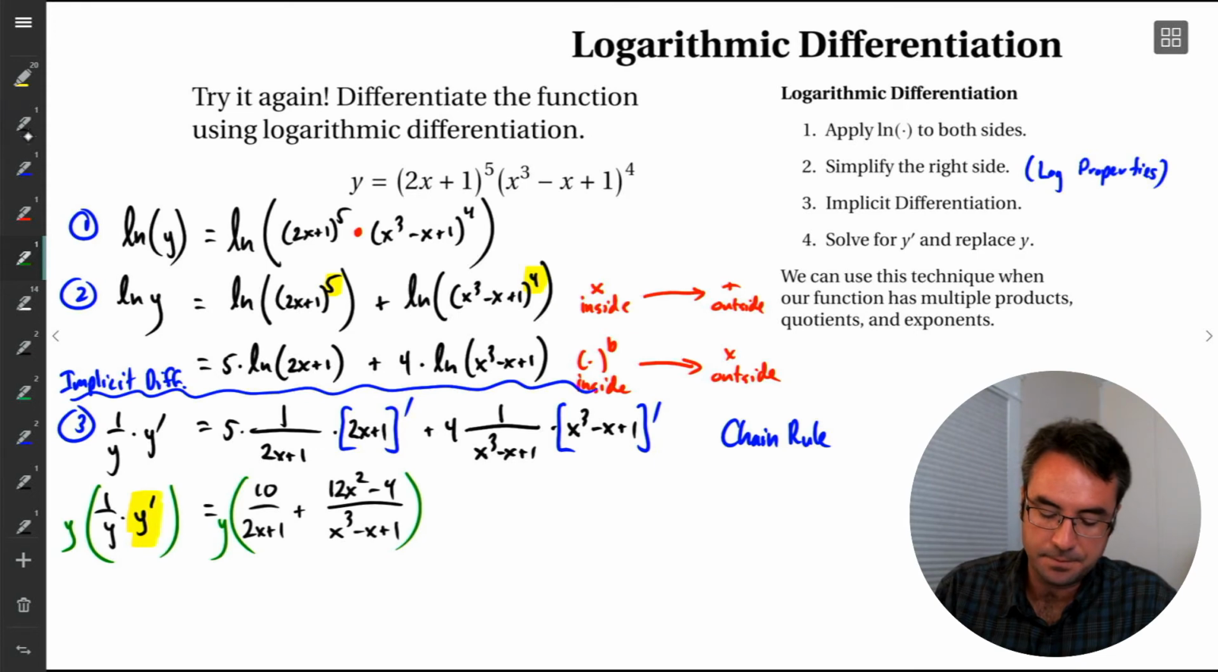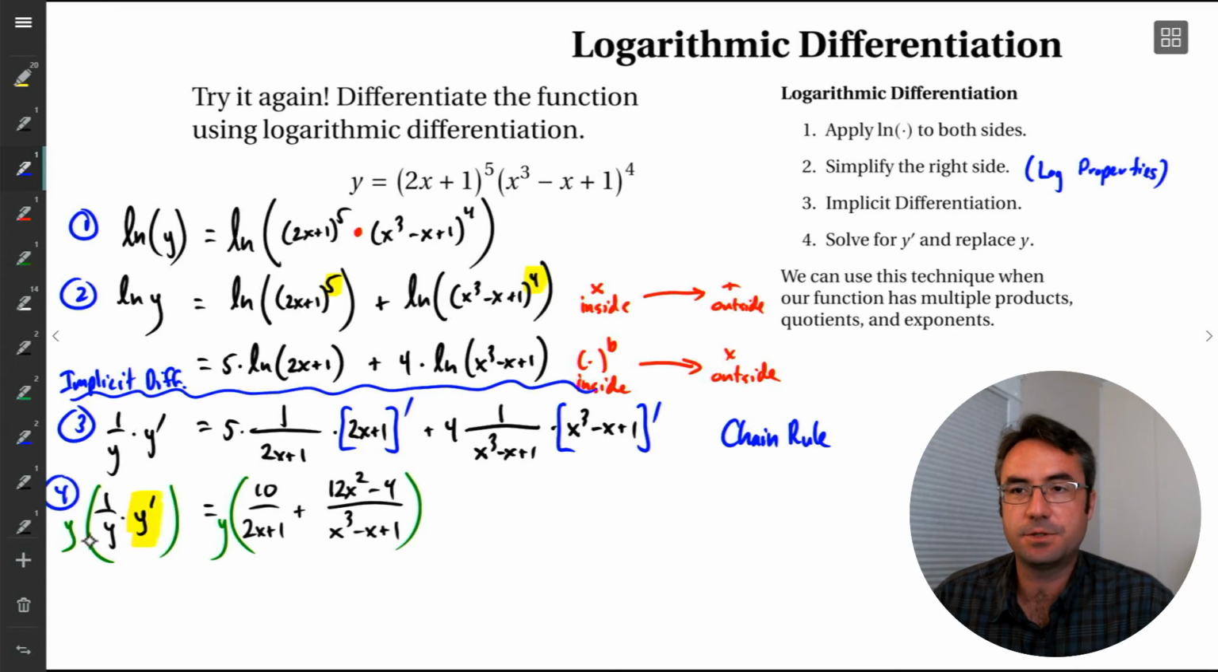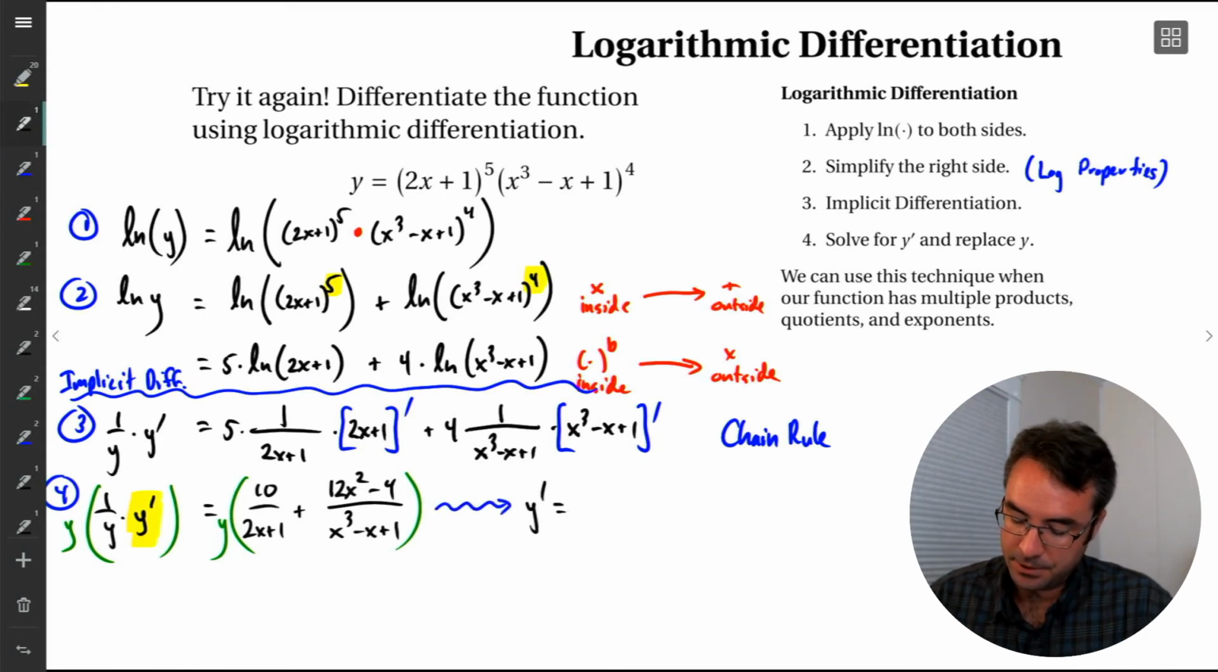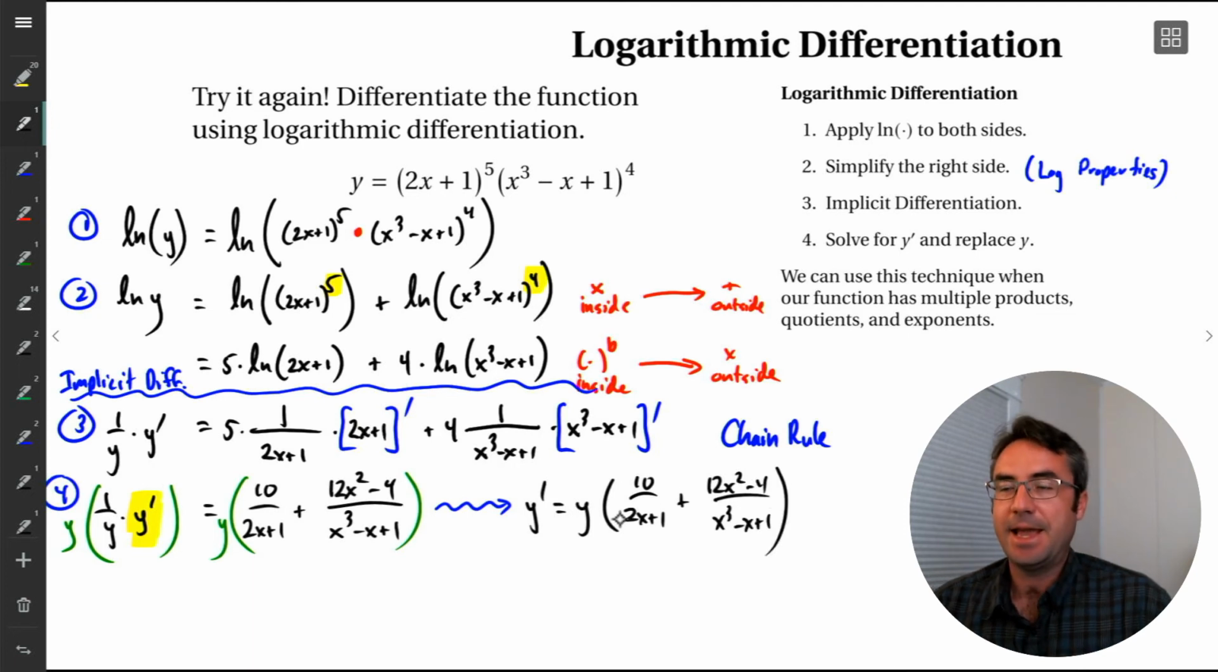And that's step 4. Step 4, just multiply both sides by y, and that's going to give us y prime. So we get y prime is equal to y times 10 over 2x plus 1 plus 12x squared minus 4 over x cubed minus x plus 1. And that's pretty good, but it's not quite done yet. We got a little bit more here.